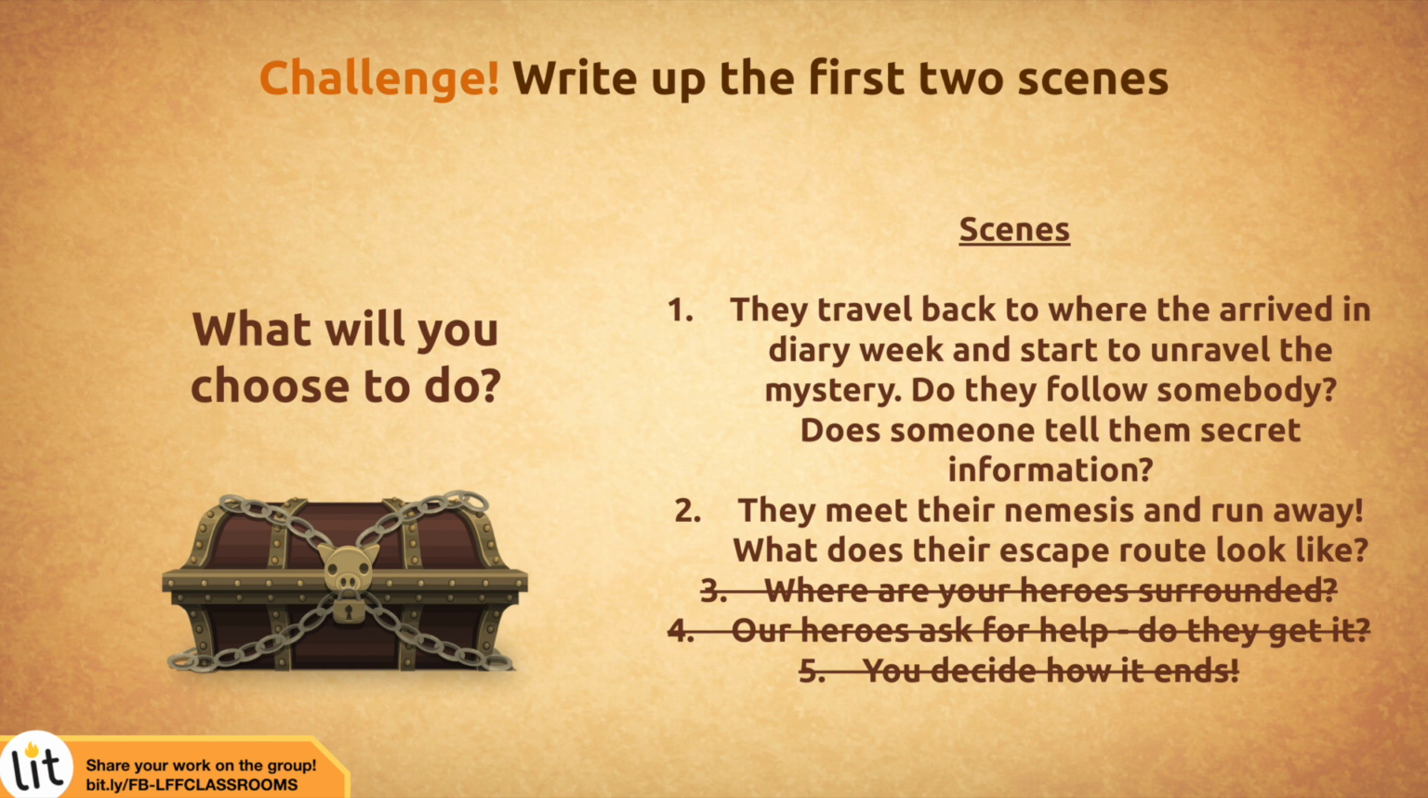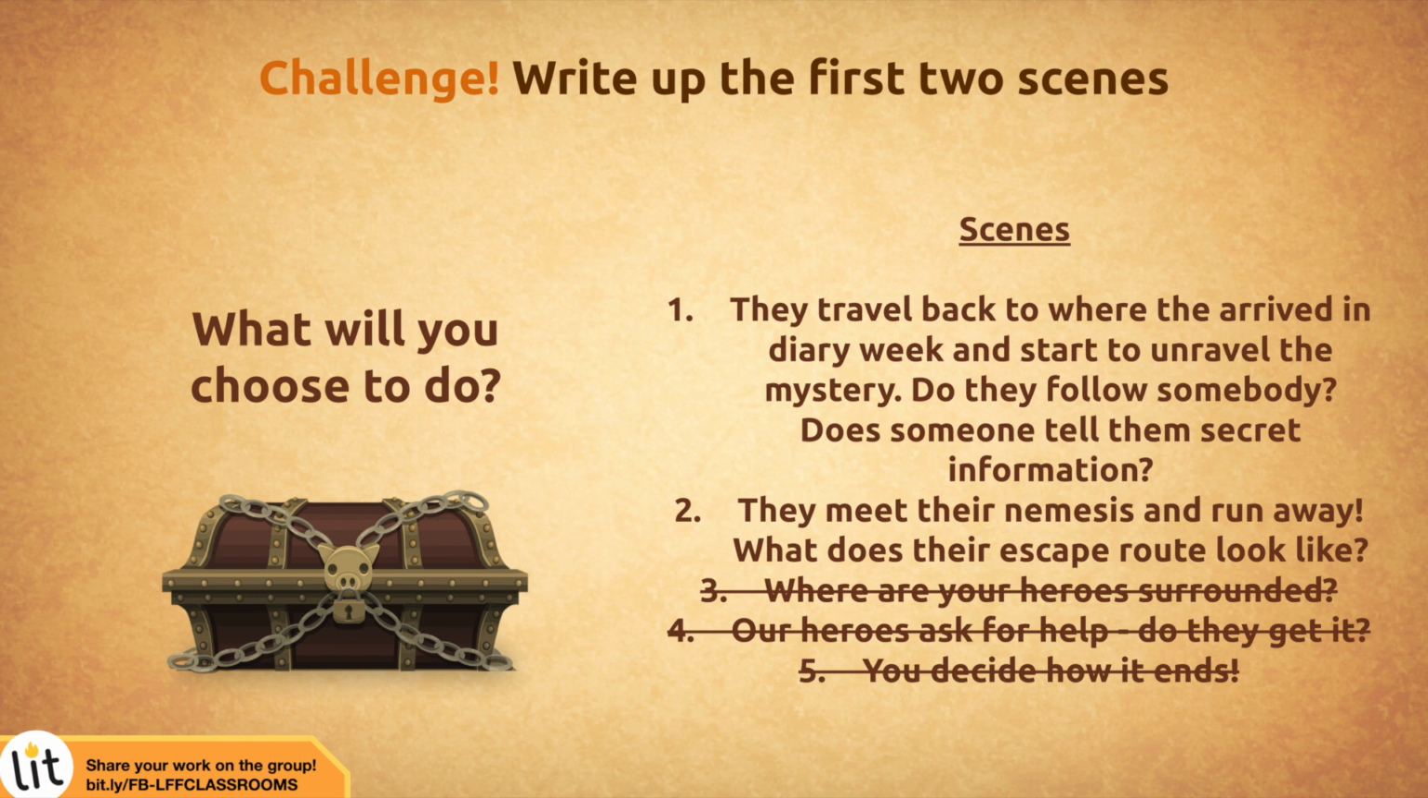In scene 1, I want you to write up them travelling back to where they arrived in Diary Week and start to unravel this mystery. Just off the back of that flashback from next week, maybe they need to talk about that, so you need some dialogue in there discussing what they've just unravelled. And maybe that takes them then on to actually trying to find who their arch nemesis is, their evil villain that they need to defeat, or who they need to have arrested if you are going for detectives in this.